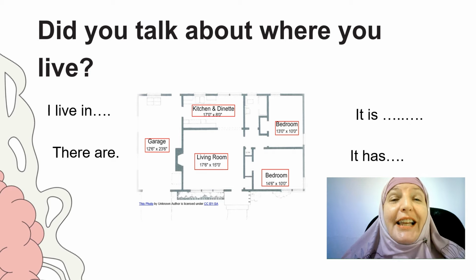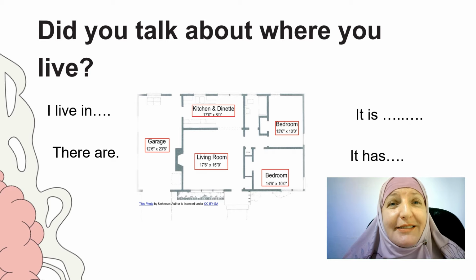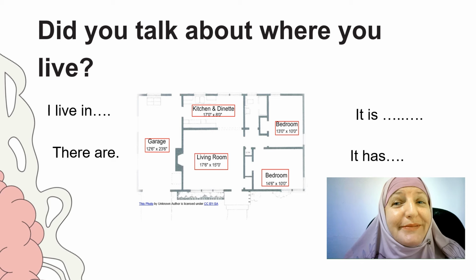I live in a house. It is a small house. There are 2 bedrooms and 1 bathroom. It has a large living room with a fireplace, a kitchen, and a big garage. So, how did you do?